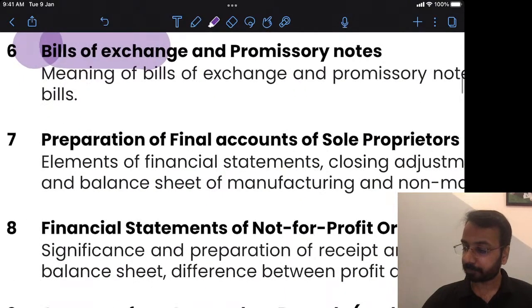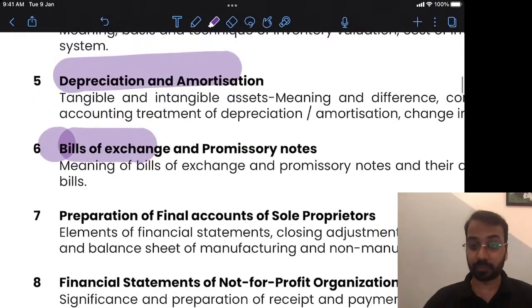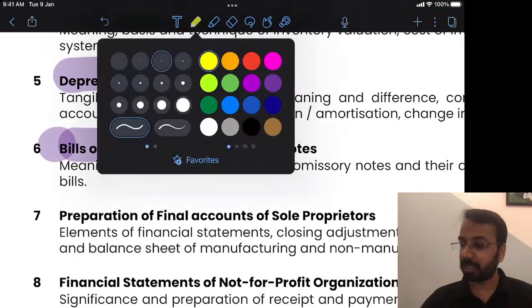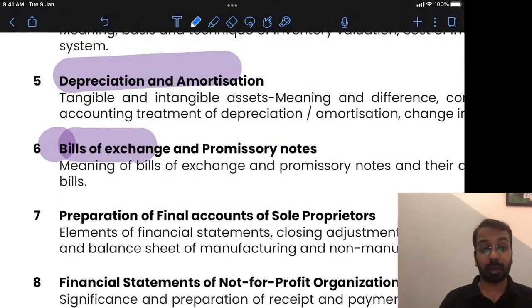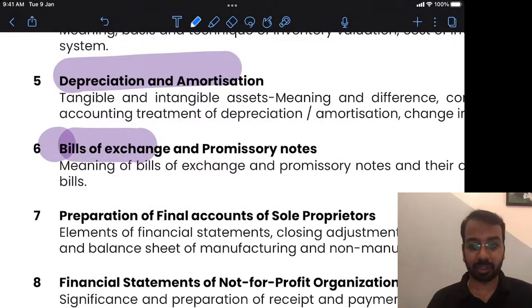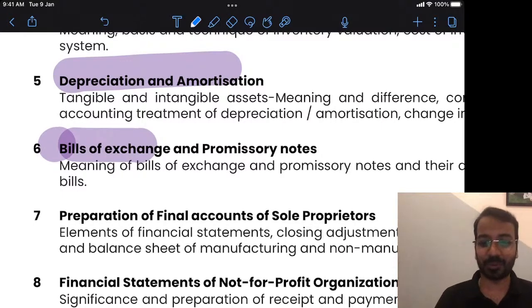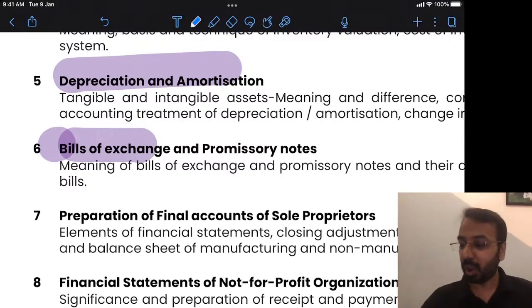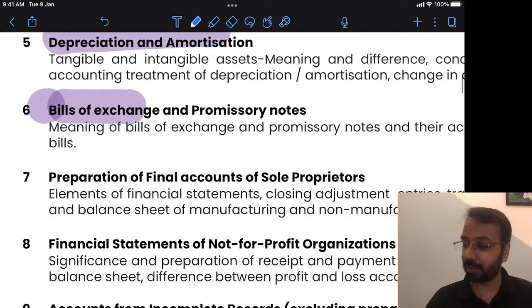Then if you see something missing, those of you who have done CA Foundation, one thing we can see which is missing is special accounting for, let's say, average due date, account current, consignment accounting. Consignment was something which was scary for a lot of students. All of that has been removed. I don't see it in the syllabus.